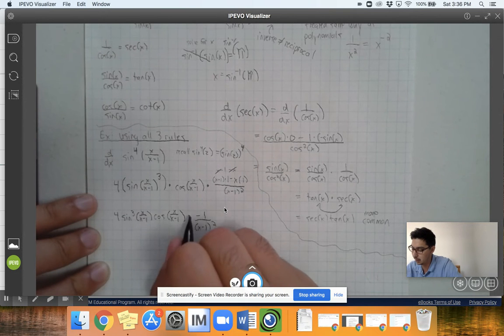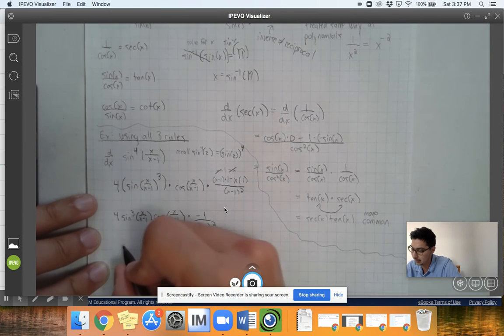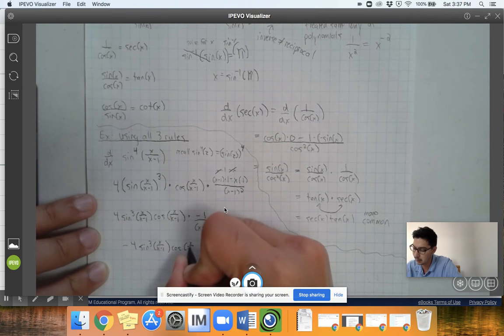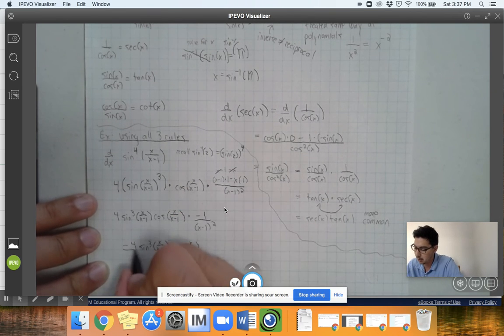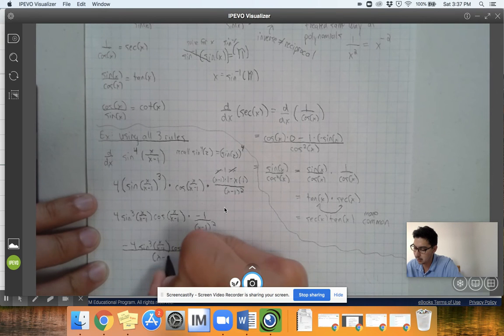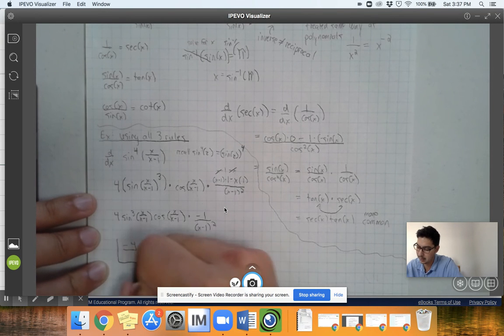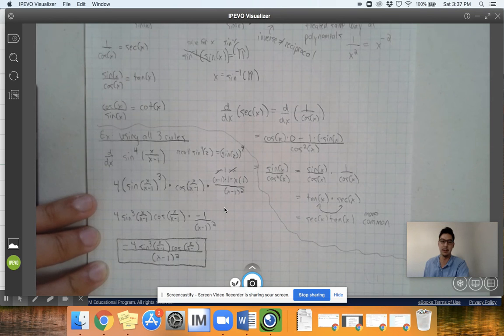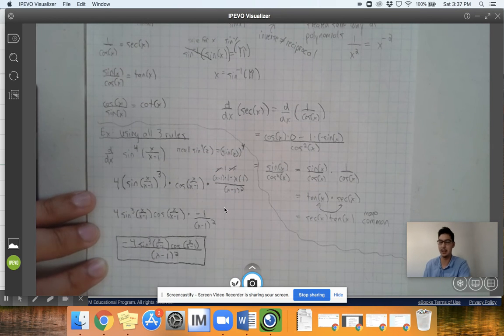in which, since that's all multiplication, I can bring that to the front. So probably the cleanest answer I'm going to get here is negative 4 sine to the 3rd of x over x minus 1, cosine of x over x minus 1, all over x minus 1 squared. And that is probably the closest thing I'm going to get for the derivative. And there you have it.